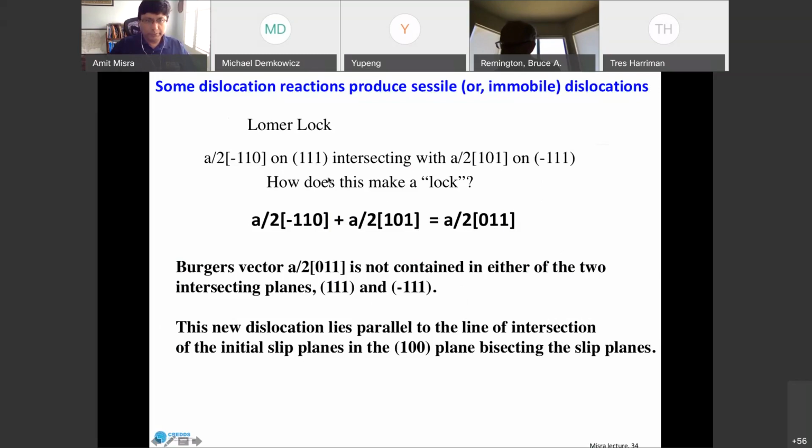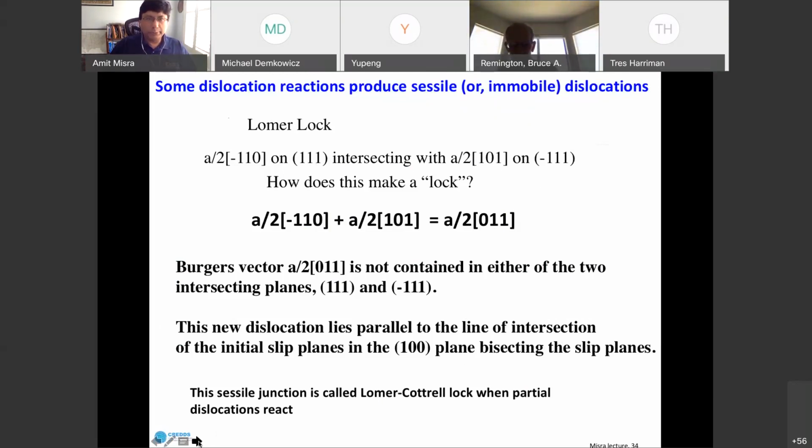Now, if you were to do the same thing with partial dislocations, you'll create a Lomer-Cottrell lock. That's a little more involved, and maybe some of that will be covered in the next lecture next week. But it's trying to show you how dislocations can create these locks that are difficult to break, and that leads to a high strain hardening rate.